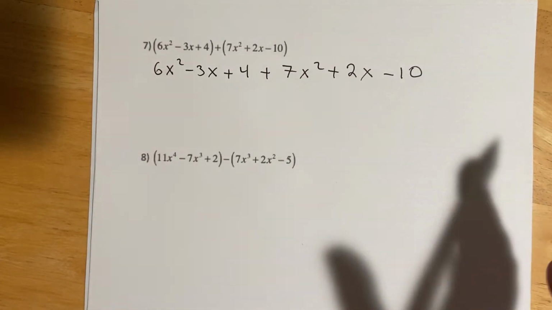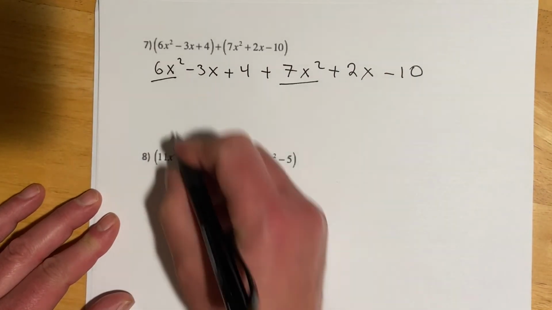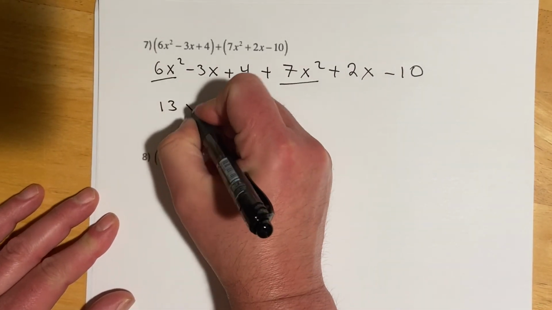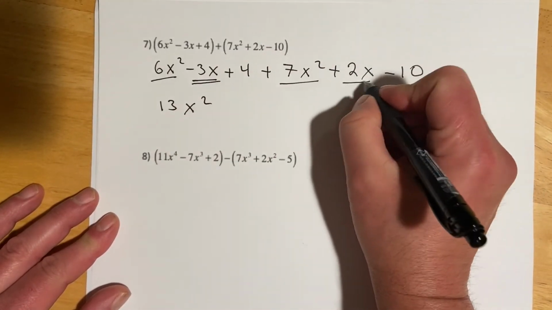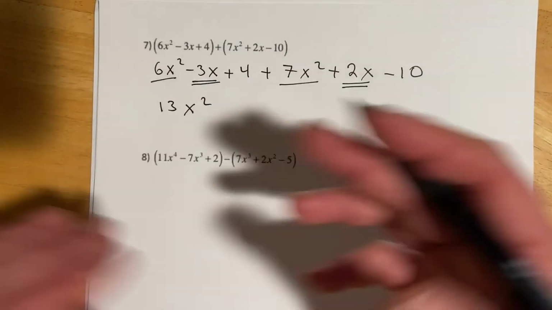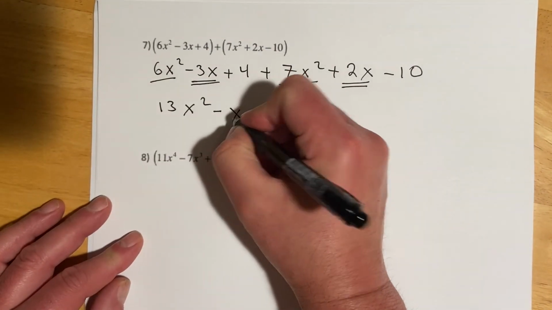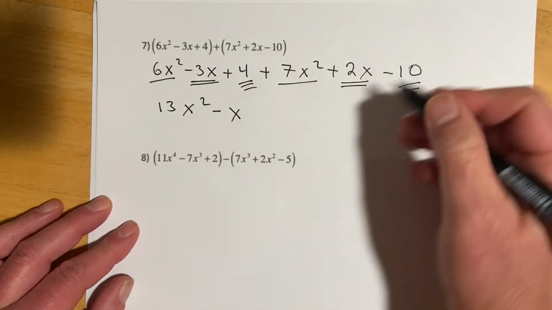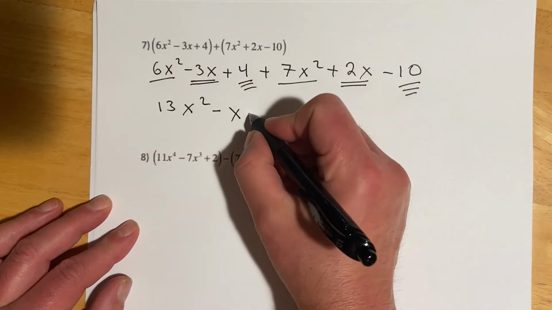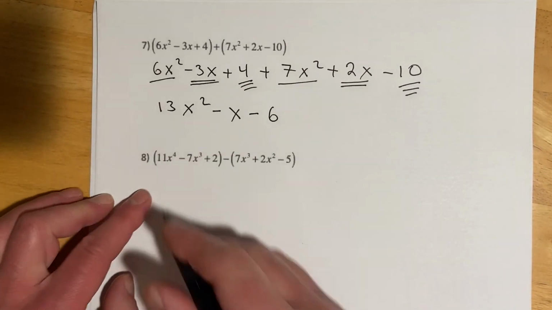And now what we're going to do is gather up our like terms. So I have 6x squareds here, and I have 7x squareds there. So that will make 13x squareds altogether. Here I have minus 3x's plus 2x's, so we're down 3 and back up 2. So that puts us at minus 1x, which we'll write as minus x. And then plus 4 minus 10. So up 4 and then down 10 will put us at minus 6. So that's as simplified as we can get.